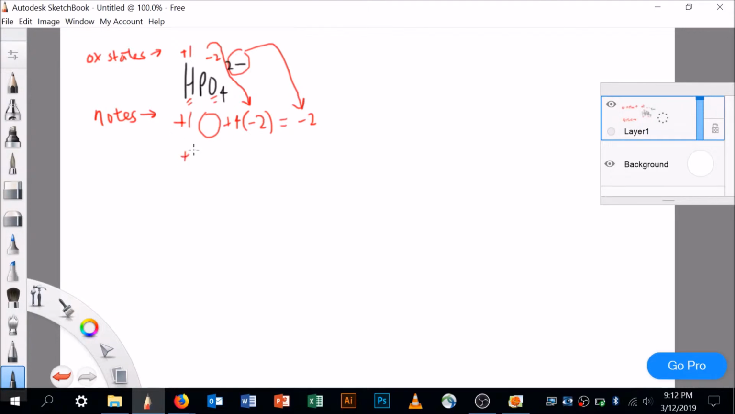So 1 plus blank, -8 is equal to -2. So it looks like this is blank -7 is equal to -2, right? Let's add 7 to both sides. Oh, that's a minus right there. Got it? Let's add 7 to both sides. Blank is equal to 5. Okay? So it looks like the oxidation state of phosphorus here in this case is 5.